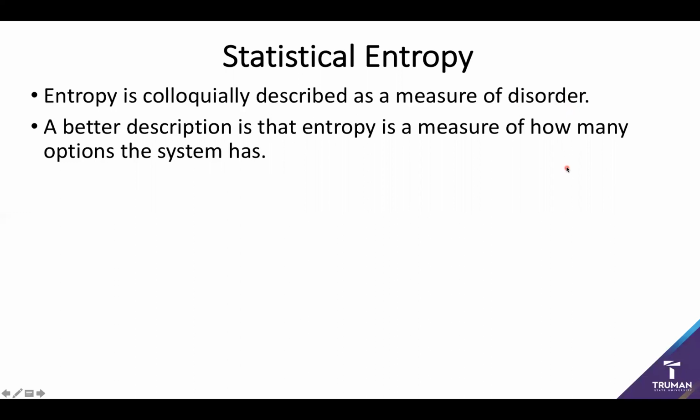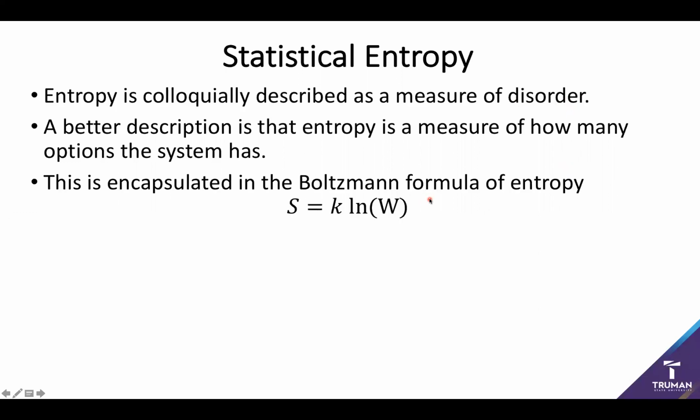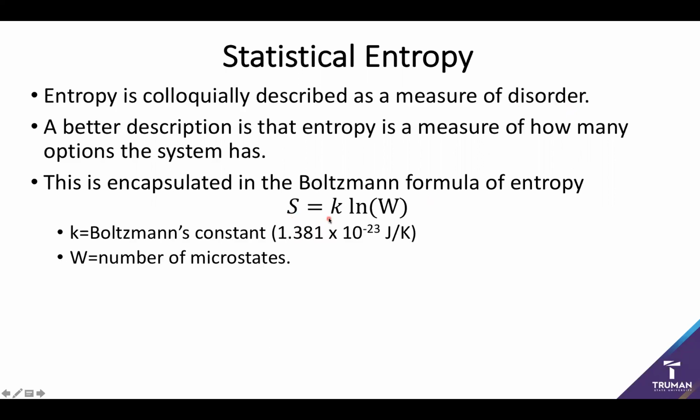And so we can encapsulate this important idea of possible states by looking at what's called the Boltzmann formula of entropy, where entropy is equal to the Boltzmann constant, so this is our good old friend, times the natural log of W, where W is the number of microstates, or again, the possible states my system can be in. And it turns out this number is usually astronomically huge. So let's go ahead and look at microstates on a much more fine-tooth scale.